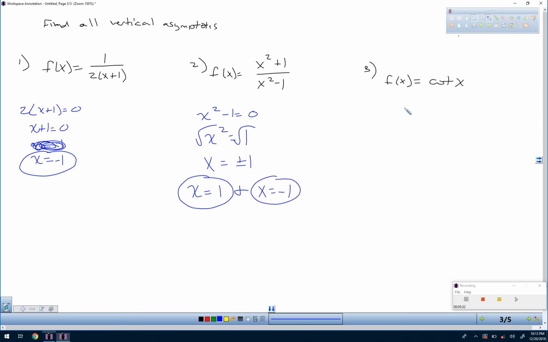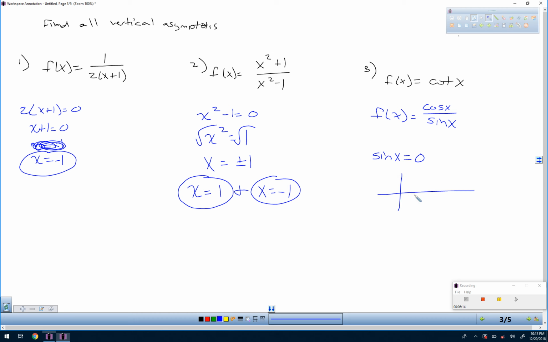The last one's a little bit tricky. You're probably thinking, well, it's not a fraction there, I don't have to worry about that. Well, that's where precalc comes in handy. If you remember, cotangent is the same thing as cosine over sine. So if I want to know where the vertical asymptotes are, you have a fraction now, so I need to know where sine of x is equal to 0.